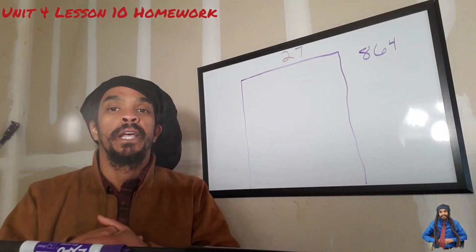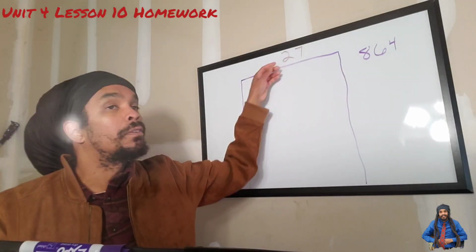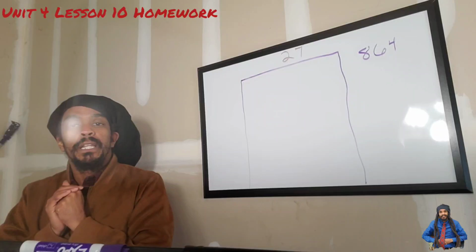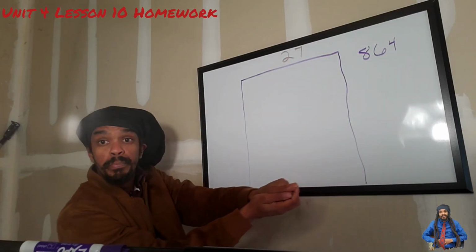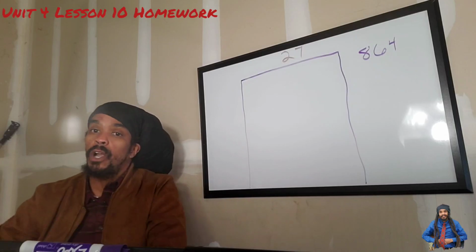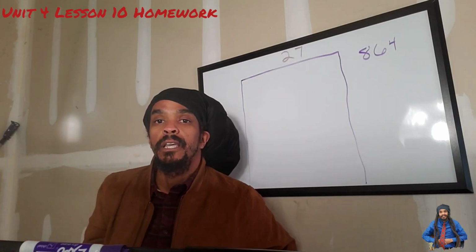And the reason I mention that is because these problems are kind of like a big problem. 864 divided by 27 could be overwhelming if you think about it in your head. But let's try and chop this big tree down with a small axe. We can start doing it by just pieces and pieces. All right, so let's think about it.